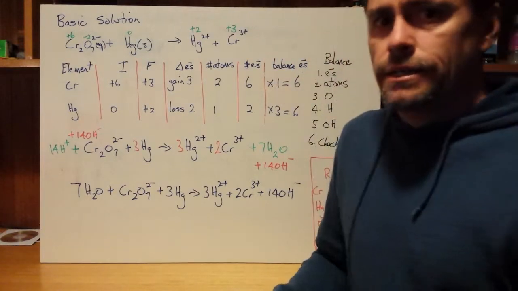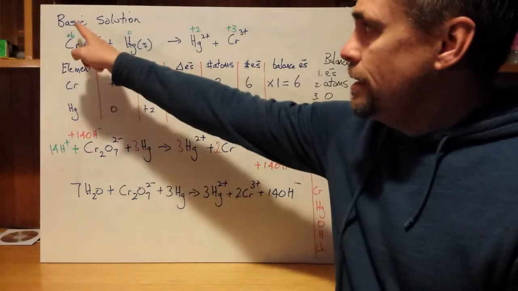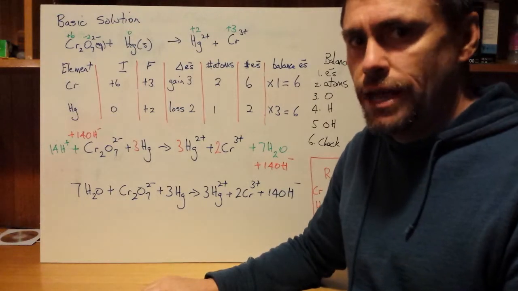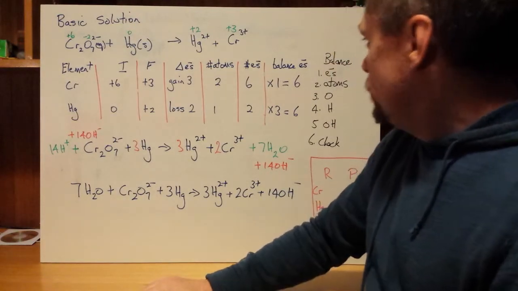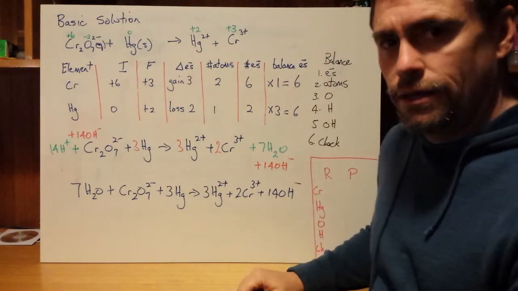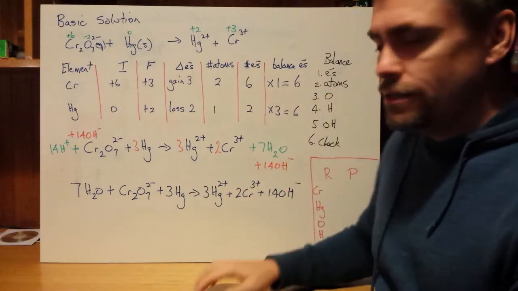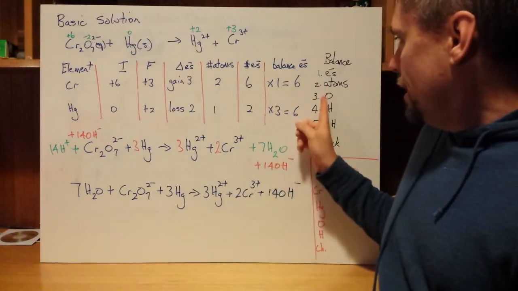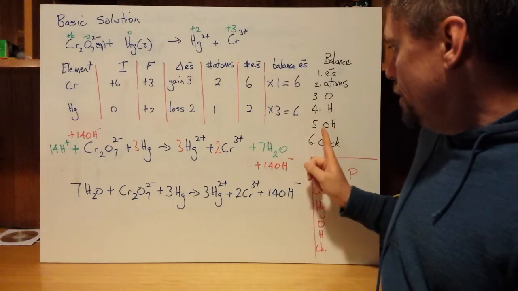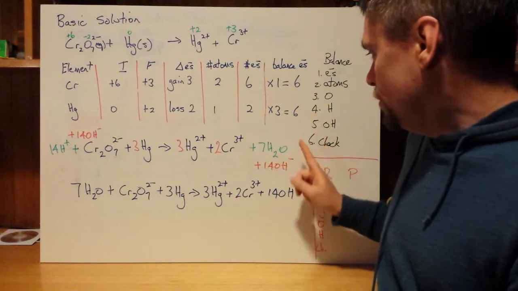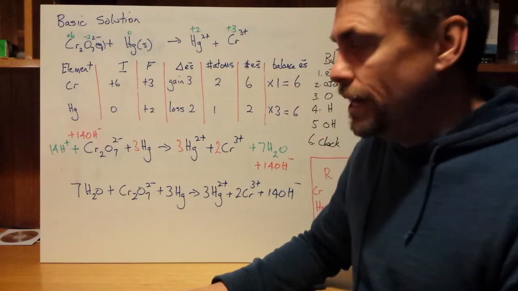So we're going to have a look at balancing a redox reaction in a basic solution. And to do that, we need to follow a few steps. First of all, we need to balance the electrons. Then we need to balance the atoms other than hydrogen and oxygen. Then we're going to balance the oxygen, the hydrogen, the hydroxide for a basic solution. And then we're going to do a check of what we've done.